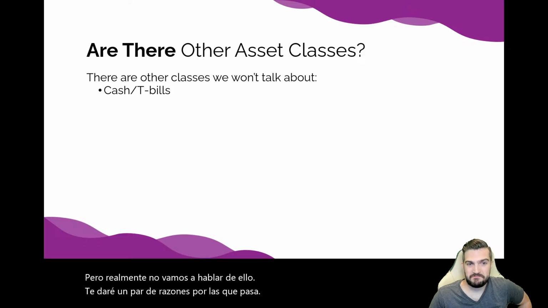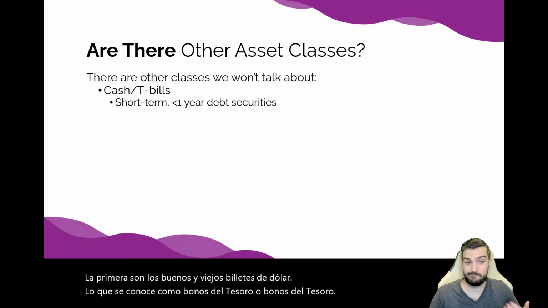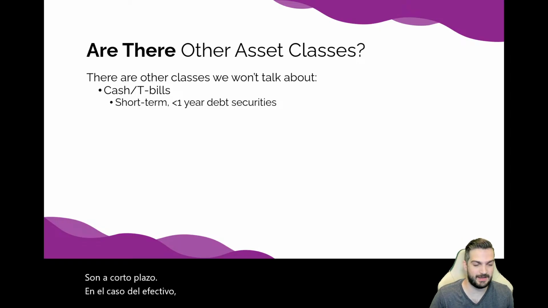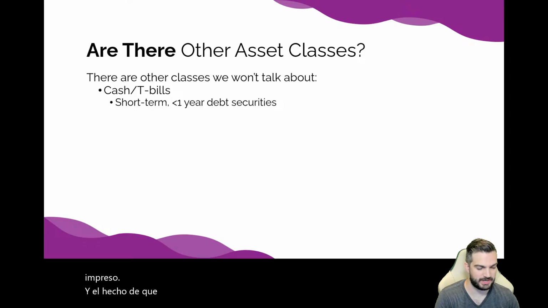The first one is good old cash, dollar bills, or what are known as treasury bills or T-bills. The reason? They are short-term. In the case of cash, it's cash. It is not invested in anything except for the paper that it's printed on, and the fact that it's probably worth $5, $20, $100.